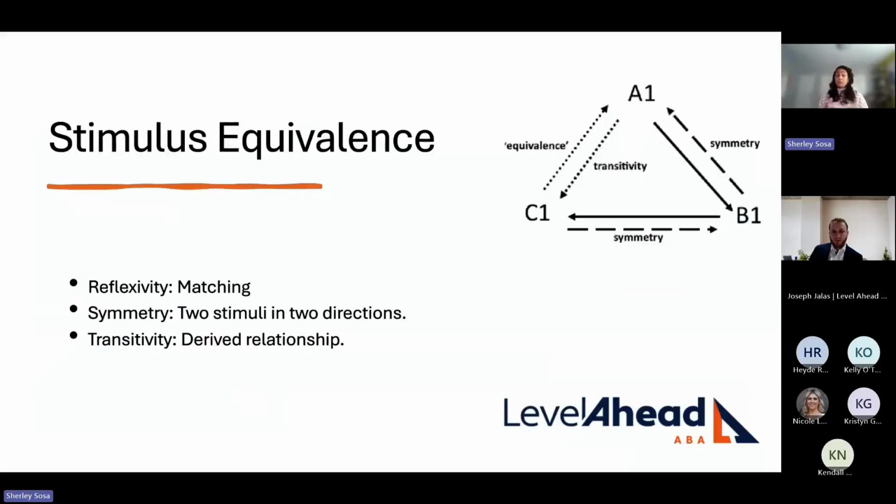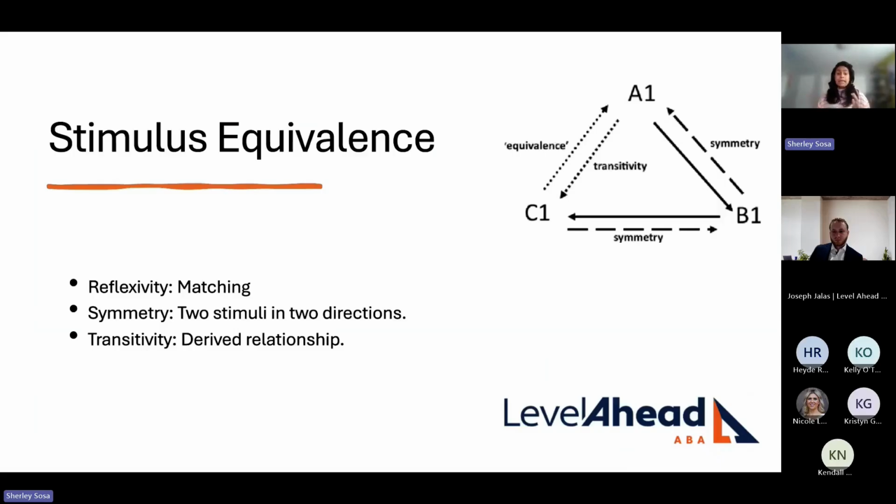Before we understand what derived relationships are, like I described before, we need to understand what basic relations and mediated generalization is. It's something that we probably already know, which is stimulus equivalence. And this one refers to the concept of a functional relationship between different stimuli. In other words, a stimulus can be treated as equivalent to something else by a person, and this might depend or is based on the individual's ability to respond to this stimulus consistently.